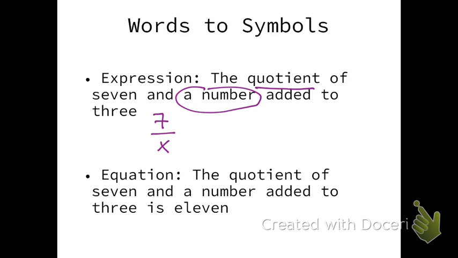Whenever you see a number, that tells you to use a variable. Typically we use x, but technically you can use any letter you would like there. So the quotient of 7 and a number added to 3. So you're going to be adding that to 3. Now for the second one, the quotient of 7 and a number added to 3. That's the same thing we just had. But then what's different is they've now added this part at the end that says "is 11." So is 11. Remember, is means equal, so equals 11.